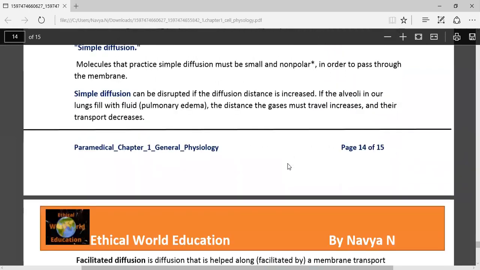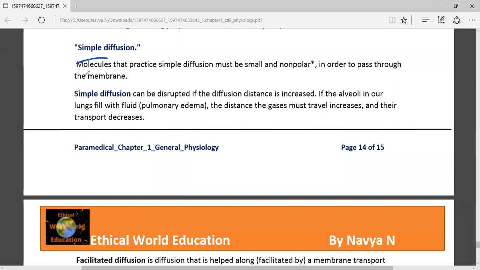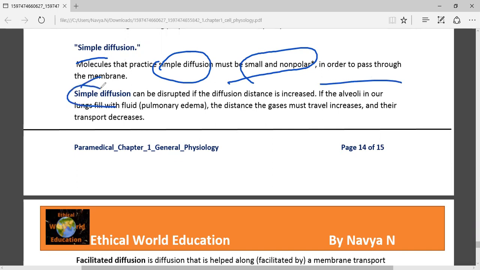Let us look at simple diffusion. The molecules that practice simple diffusion must be small and non-polar in order to pass through the membrane. Simple diffusion can be disrupted if the diffusion distance is increased. If the alveoli in our lungs are filled with fluid, the distance the gases must travel increases, and the transport will decrease.